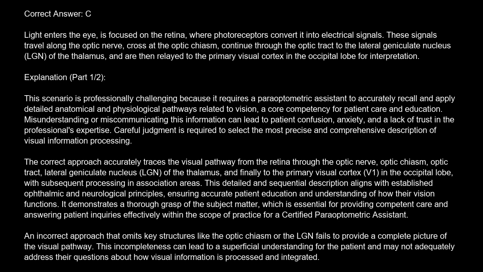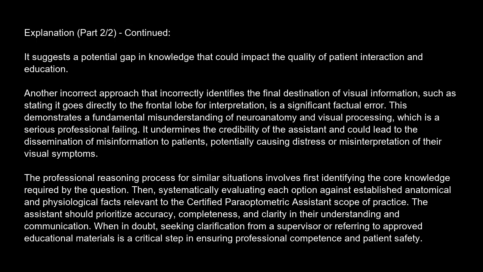It demonstrates a thorough grasp of the subject matter, which is essential for providing competent care and answering patient inquiries effectively within the scope of practice for a certified paraoptometric assistant. An incorrect approach that omits key structures like the optic chiasm or the LGN fails to provide a complete picture of the visual pathway. This incompleteness can lead to a superficial understanding for the patient and may not adequately address their questions about how visual information is processed and integrated. It suggests a potential gap in knowledge that could impact the quality of patient interaction and education.